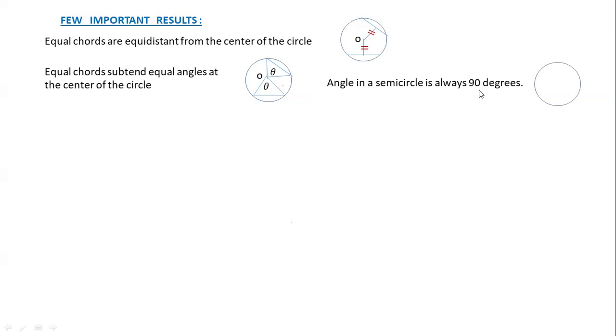Circle, let's draw a diameter. So this is the center of the circle. Let's draw the diameter. So this is a semicircle. So in this semicircle, let us draw an angle. This is an angle. So this angle will be 90 degrees.